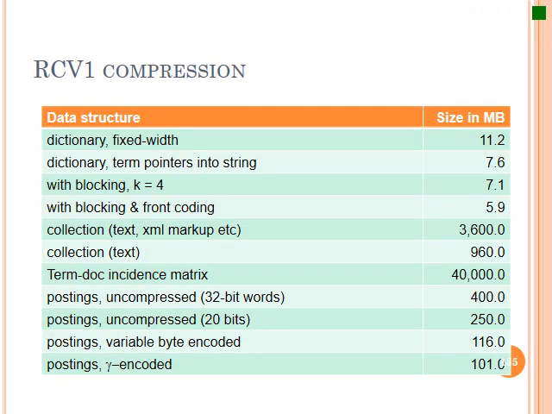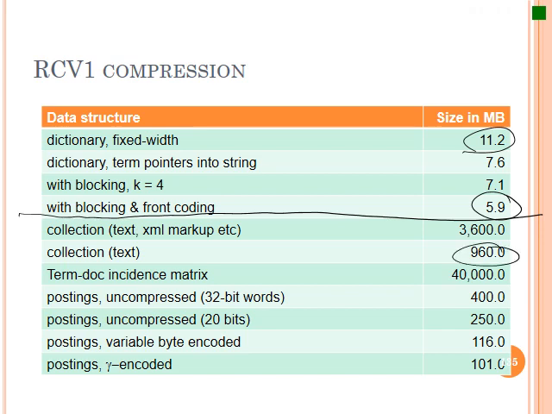All right, so this is the summary of what we have done so far. Our starting point is 11.2 megabytes, which is the default. After we have done everything with the dictionary terms, we end up with this number. This is after we've compressed the dictionary. Given the collection with markup and everything, this is the size of the total collection. If you remove the markup, XML, HTML, whatever, you end up with this many bytes. The document-term incidence matrix is 40,000 megabytes.